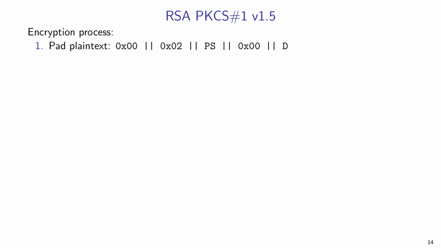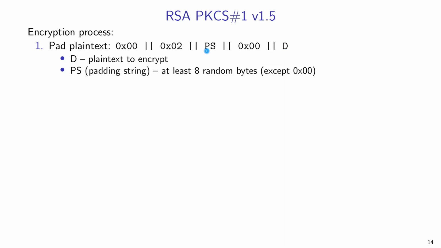First, we have to pad the plaintext, and here is how we have to apply the padding. The value of these 3 bytes is fixed. D here is the original plaintext we want to encrypt. PS here is a padding string. The requirement is that it has to be at least 8 random bytes, and these bytes must not contain a 0 byte. And plaintext must be padded to the size of the modulus n. As you see, the most significant byte here is 0, which guarantees that when converted to an integer, this padded plaintext will still be smaller than the modulus, so there will be no problem with recovering the original message.